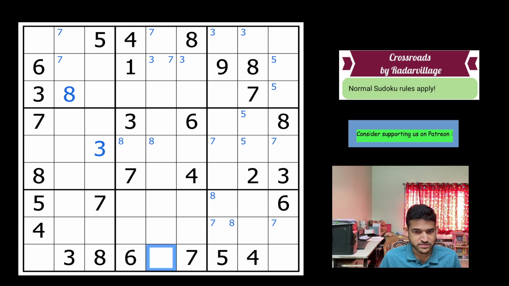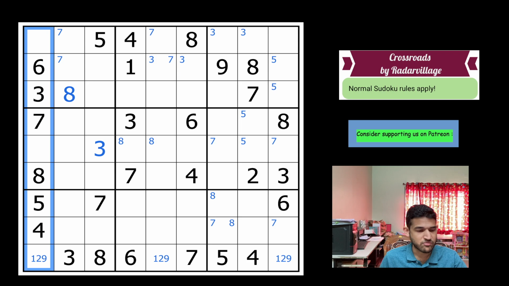Look at row 9. There are 3 possibilities: 1, 2 and 9, which are the left out digits in that row. And similarly, if you look at column 1, you will notice that the exact same 3 candidates are left out, which is 1, 2 and 9. So let's make the pencil marks. And look at this cell. It cannot be 7, 8 and 9, 3 and 6 and 4 and 5. So this is going to be 1 and 2.